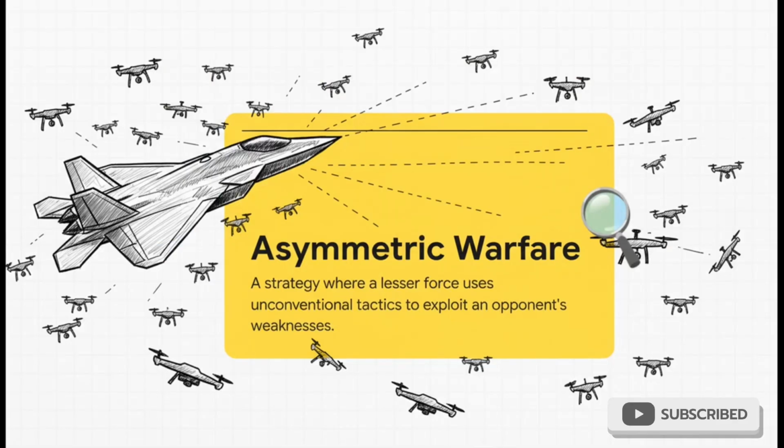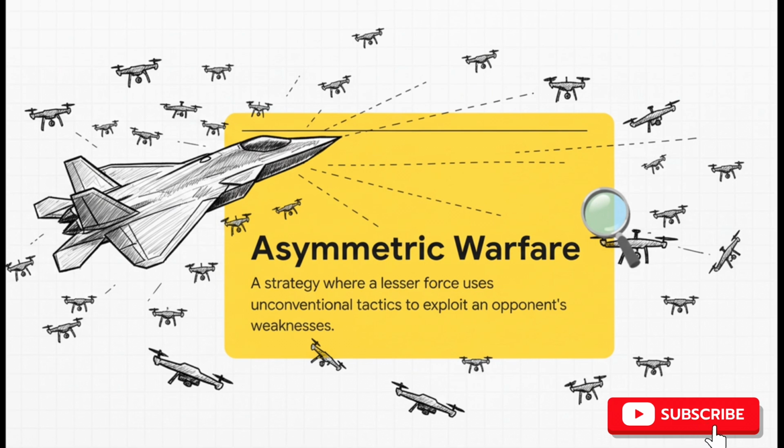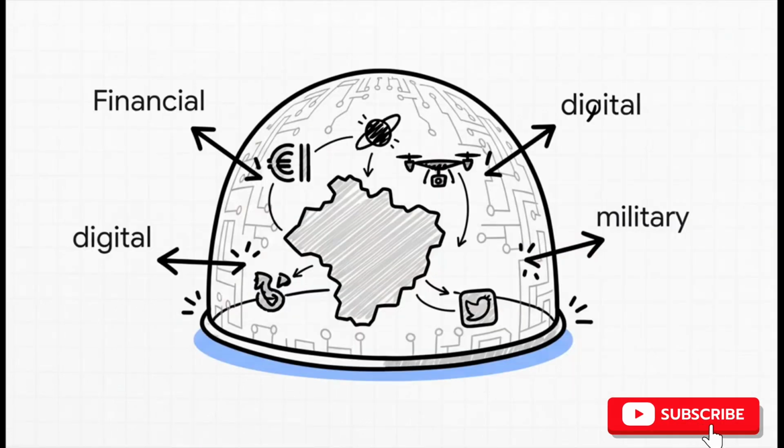And that brings us to this key concept, asymmetric warfare. The source frames Iran's drone program as a textbook example. You can't build a better stealth fighter, so you don't even try. Instead, you build thousands of cheap, effective drones to overwhelm a defense system that's way more advanced, but also way more expensive.